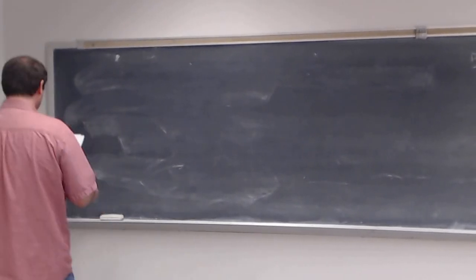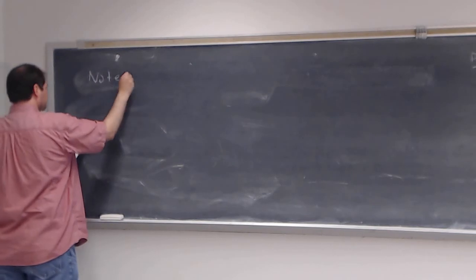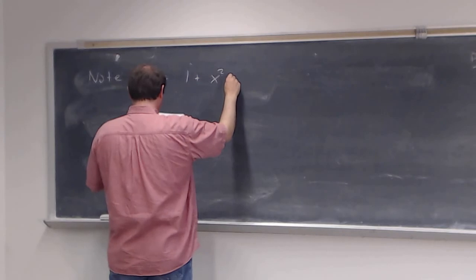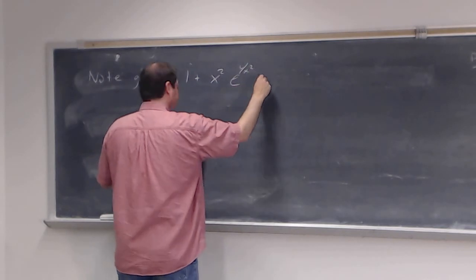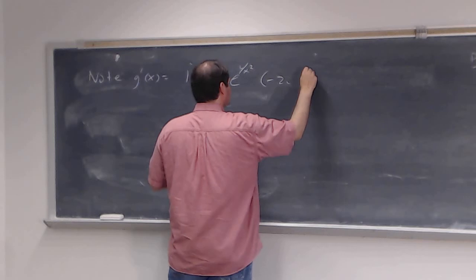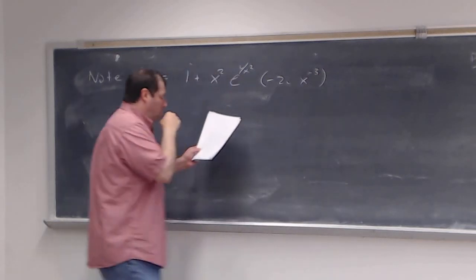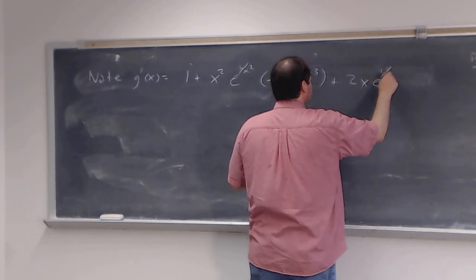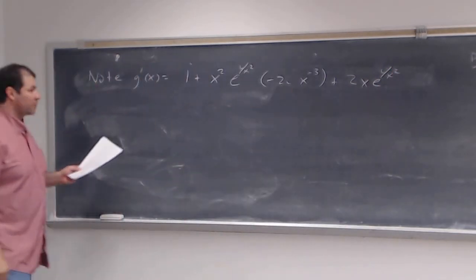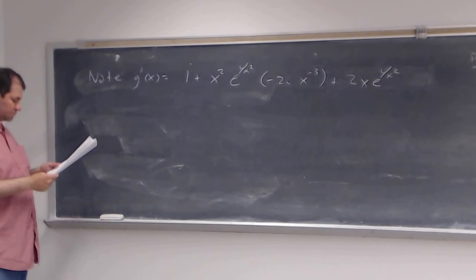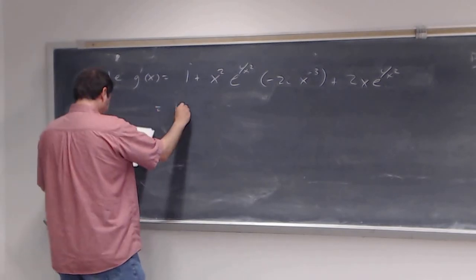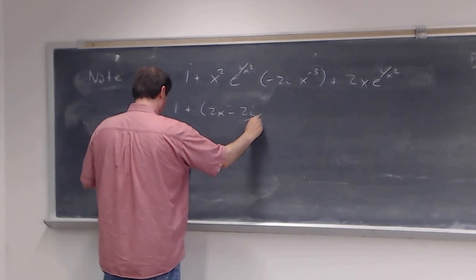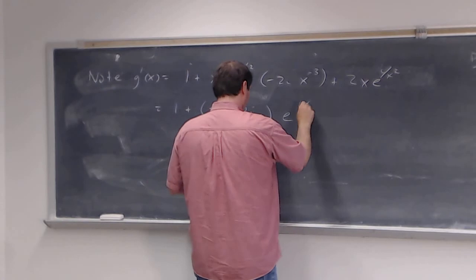Okay. Next thing we want to do is note that g prime of x is equal to 1 plus x squared e raised to the i over x squared times minus 2i times x to the minus 3, plus 2x times e to the i over x squared. So here we're using the sum rule and product rule. And this is equal to 1 plus, rewriting this, 2x minus 2i over x times e to the i over x squared.